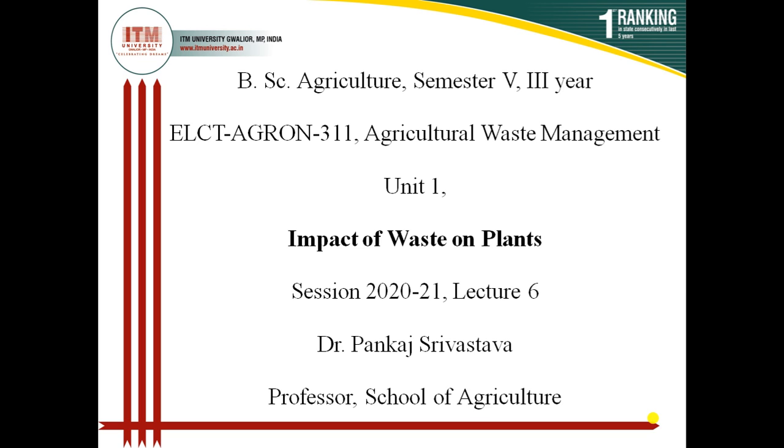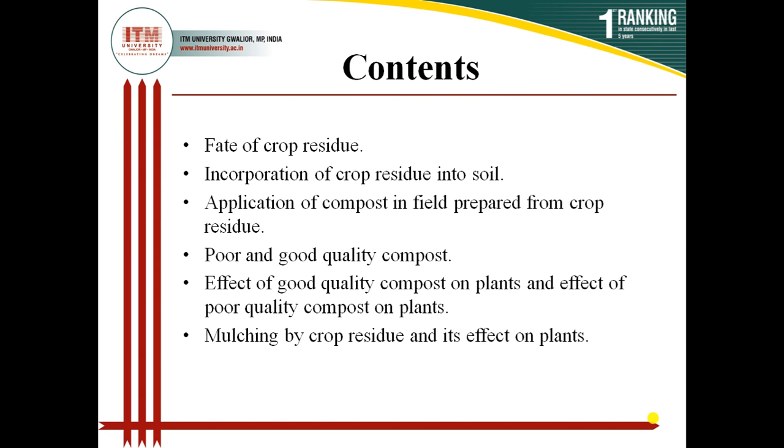If you see the syllabus, the last topic of Unit 1 is Impact of Agricultural Waste on Plant. Actually in the syllabus this impact of agricultural waste is being studied in three sections. One is impact of agricultural waste on environment, another is impact of agricultural waste on soil, third is the impact of agricultural waste on plants. So impact of agricultural waste on environment and on soil has already been discussed in detail. Today I will discuss the impact of agricultural waste on plants.